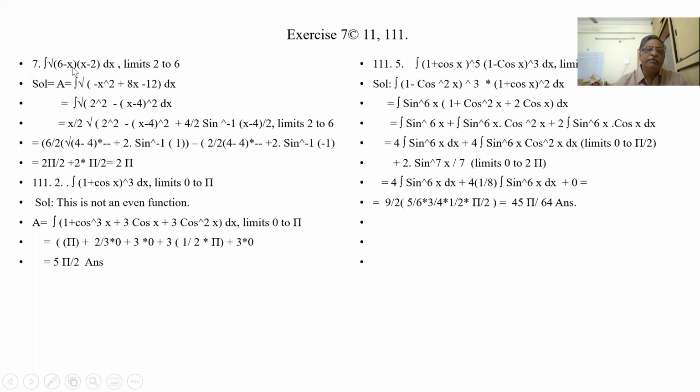So this is the same. Instead of a minus x into x minus b, we got two answers. A root of a square minus x square. So let us see another problem.